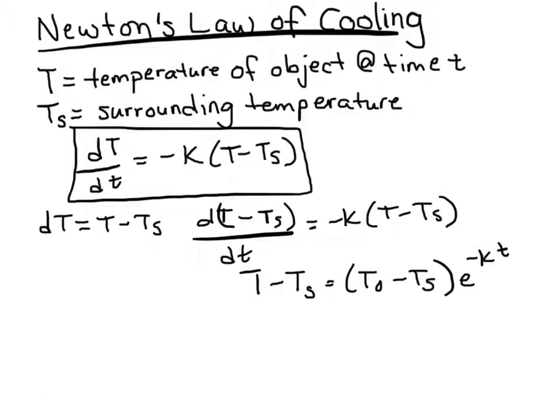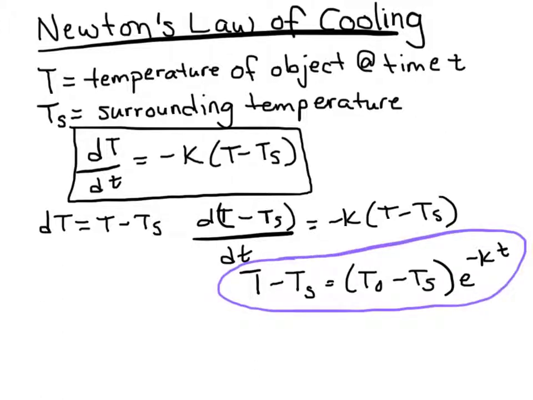This thing right here, T minus T sub s equals T naught minus T sub s times e to the negative kt, is known as Newton's law of cooling. So let's look at one example of this.